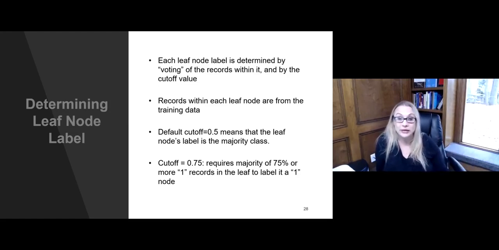So again, go back to that example. You would need 75% owners or more in that leaf for you to determine that anything that falls within that leaf would be an owner. Otherwise, it would be marked as 0, or in this case, non-owner.